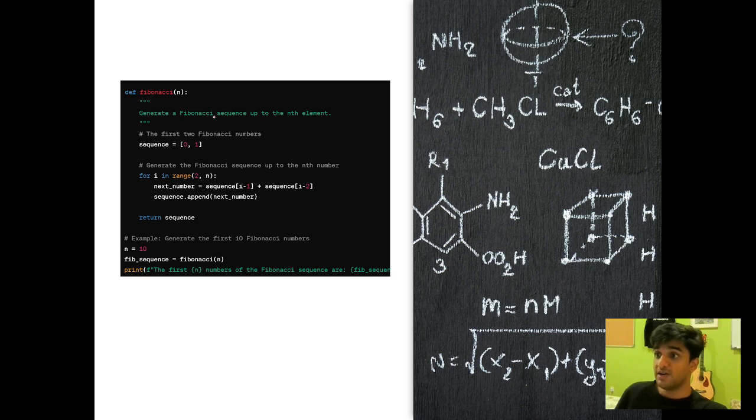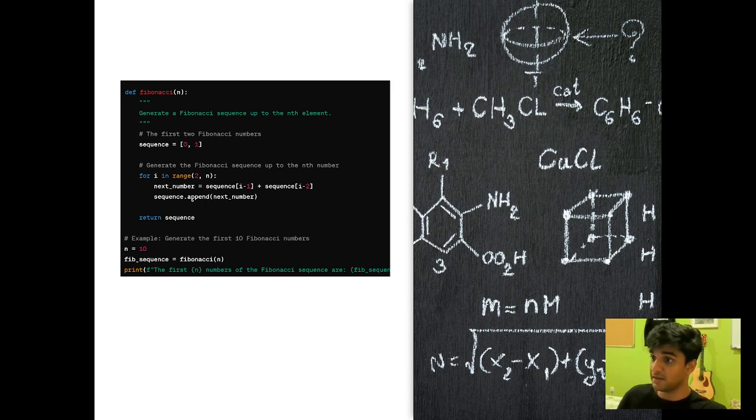This code will generate a Fibonacci sequence up to the nth element. The first two Fibonacci numbers are 0 and 1. We generate the Fibonacci sequence up to the nth number, for i in range 2 until n. Let's say we want 20 Fibonacci numbers, n will be 20. So we call fibonacci(n), let's say n equals 10, and run it. Let's check this out. It's going to start from 2, because the first two numbers in the sequence will always be 0 and 1.